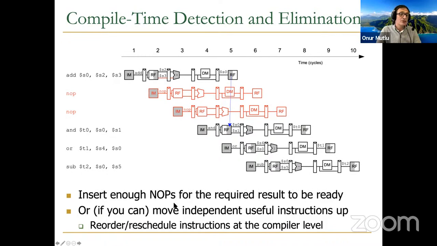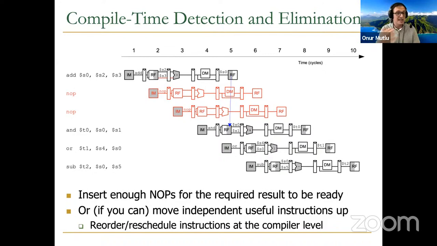Basically, you need to insert enough no-ops for the required result to be ready. The flow-dependent instruction should read the result that's correct, and you need to insert enough no-ops for that. So now imagine that you have a 10-stage pipeline or 20-stage pipeline. In fact, pipelines have been increasing over time. For example, one of the Intel Pentium 4 versions in 2004, Prescott, at that time, the processors were in 90 nanometers. Today, we're talking about almost 5-nanometer processors, right? At that time, it was 90 nanometers. But people wanted to increase the clock frequency a lot at that time. And that processor had a 30-stage pipeline, 30 stages.